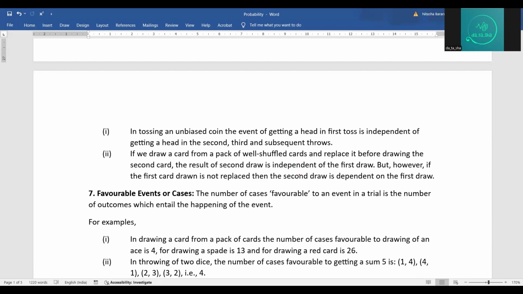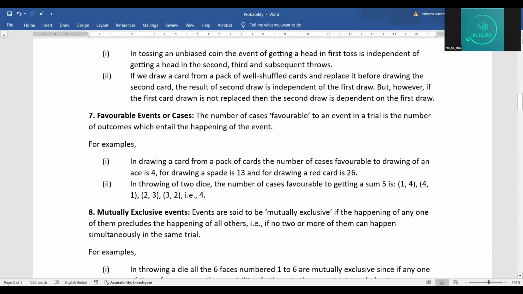Now, the favorable events or cases. Favorable means the number of cases favorable to an event in a trial is the number of outcomes which entail the happening of the event. For example, I am throwing two dice. The number of favorable cases that I should get a total of five are these. So how many are there? You can count them, and there are a total of four cases. Similarly, if from a pack of cards, the number of cases favorable to drawing an ace is four.